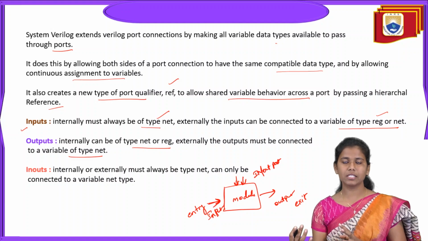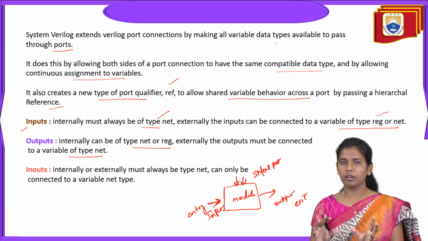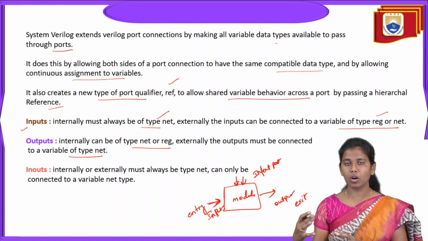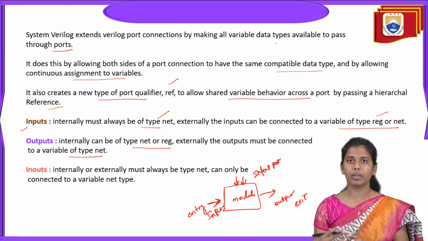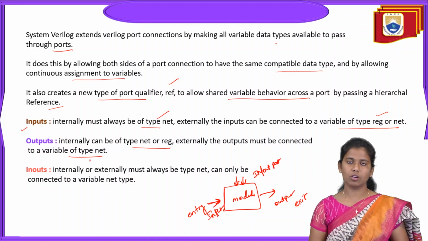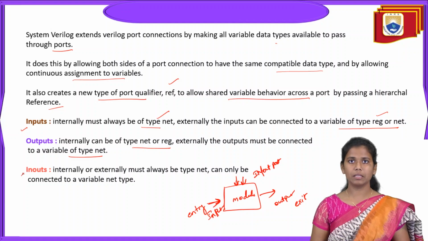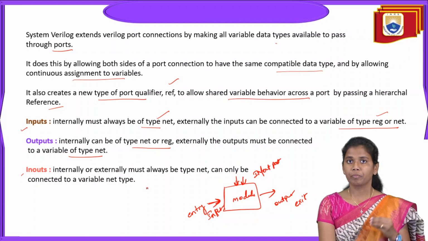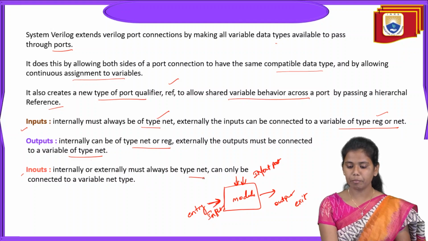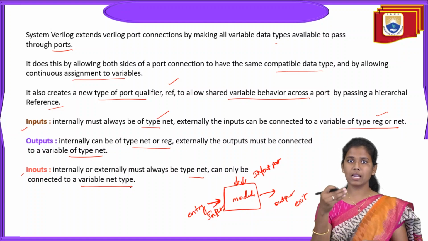But externally, based on the physical connections among the different registers or modules, we are observing the output, and they are connected in terms of type nets, okay, type nets or reg. Then, what are the in-outs? In-outs are nothing but, internally or externally, they must always be type net, and can only be connected to variable net type. So what is this in-out?